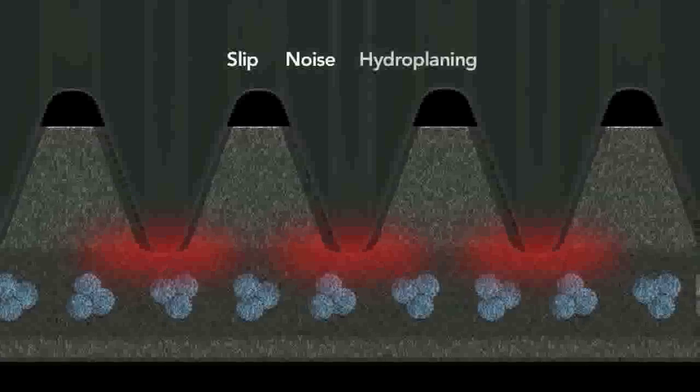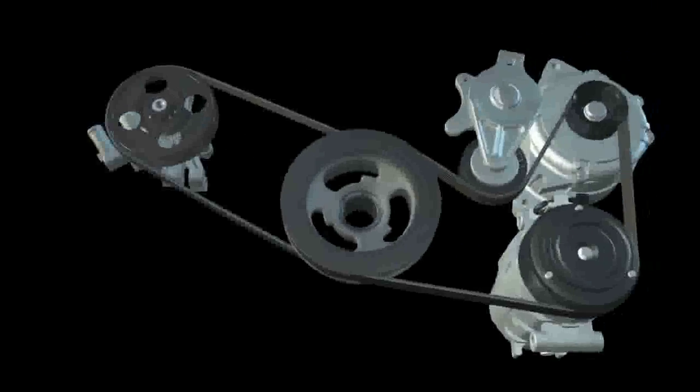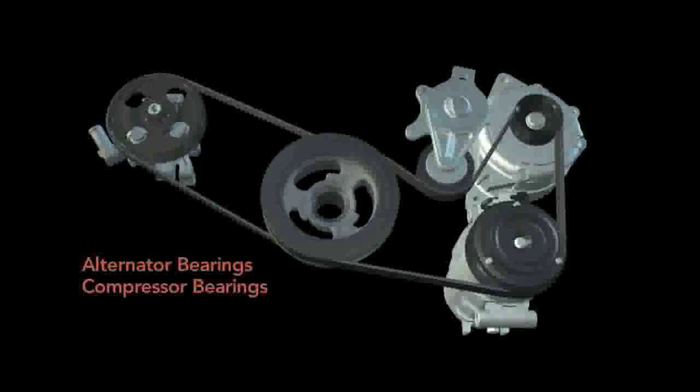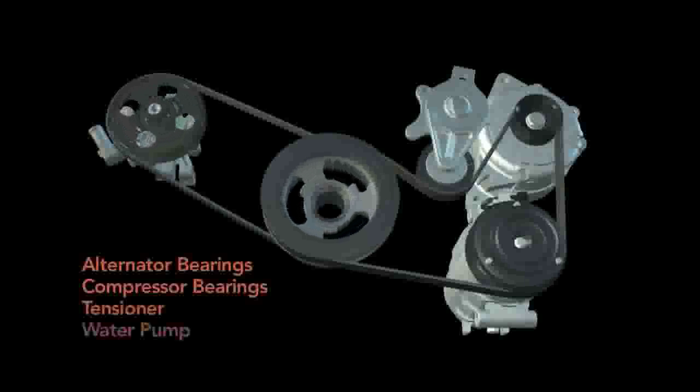noise, or hydroplaning. A Serpentine belt that is worn past its service life can negatively affect the performance of other accessory drive components. In some cases, a worn belt can damage or destroy other parts, such as alternator or compressor bearings, the belt tensioner, or the water pump.